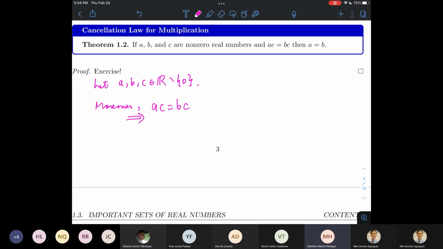Dahil dun sa existence ng multiplicative inverse of C. Pero hindi lahat ng real numbers may multiplicative inverse kasi, sir. We know that C is a non-zero real number. Okay, great. That's one thing that probably I'm gonna look for in your proofs. Okay, kasi hindi lahat ng real number ay merong multiplicative inverse.